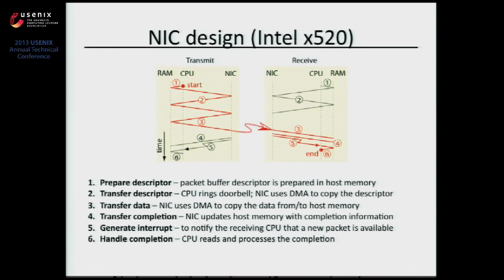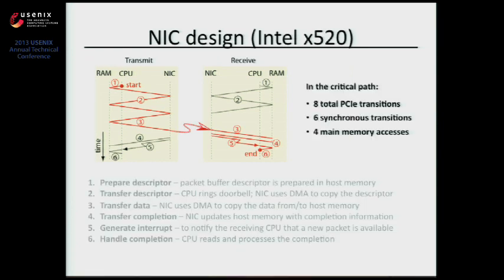As you can see, there's a lot of going back and forth over the PCIe. In fact, there are 8 total PCIe transitions in this path, and 6 of those are synchronous, meaning that the next one can't start until the previous one finishes. On top of that, there are 4 accesses to main memory. So we're communicating with main memory, and there are a few accesses to memory there.